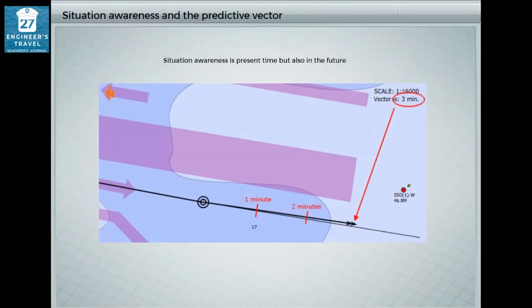Maintaining the safety of the vessel is all about knowing where it is now, but also being aware of where it will be in the future. In open water, this would be the next few hours, but in areas close to danger, it is the next few minutes. The predictive vector helps develop situation awareness.